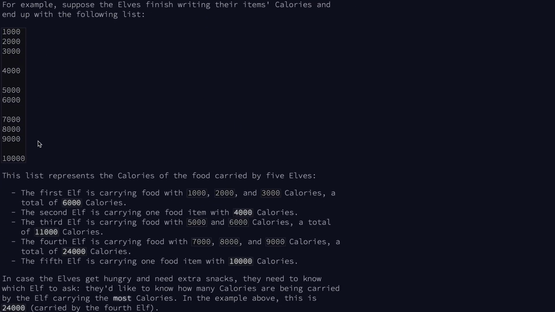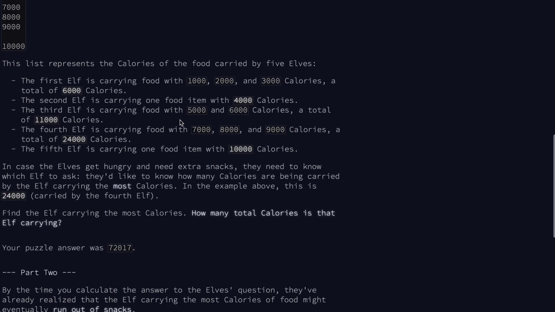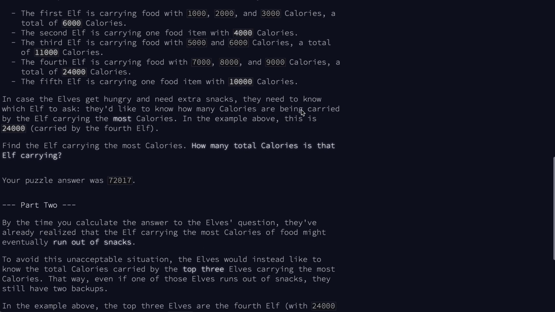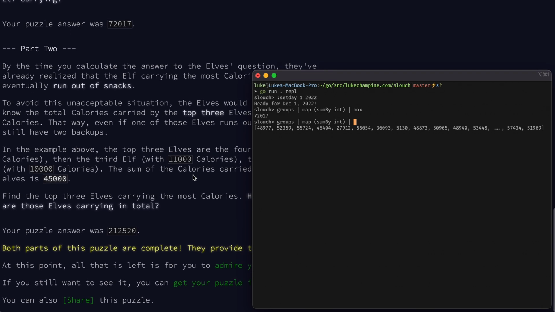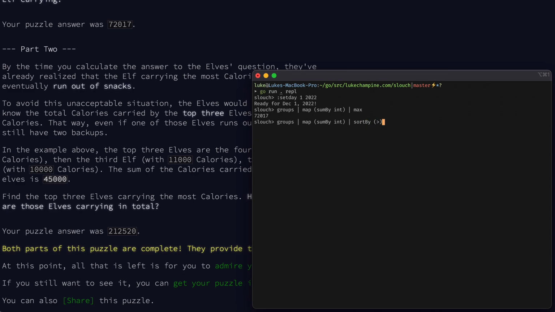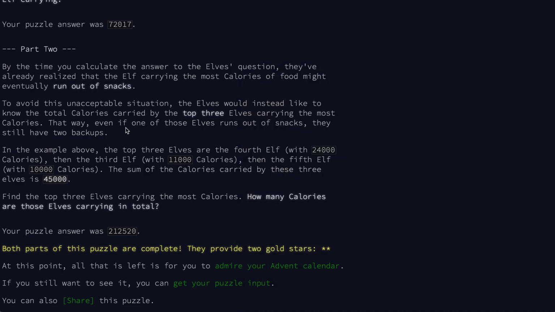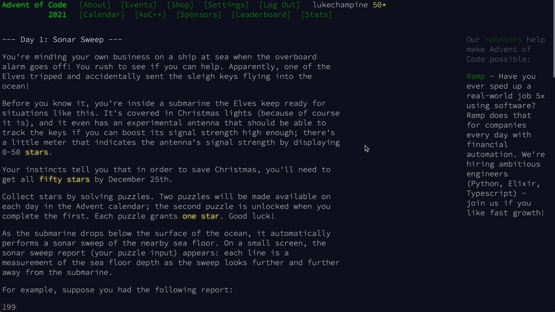So day one, we have these groups of ints, and we want to sum each group and then find the maximum of those sums. So groups, sum up the ints, find the max, okay, done. Part two, we want to find the top three sums and then sum those. So sort by descending, three, sum those. Okay, done. Next year.